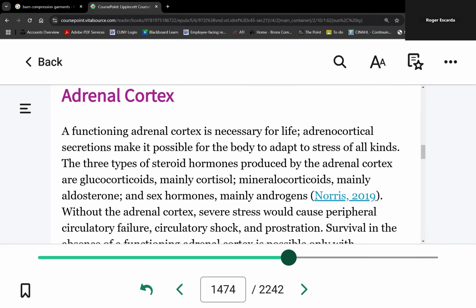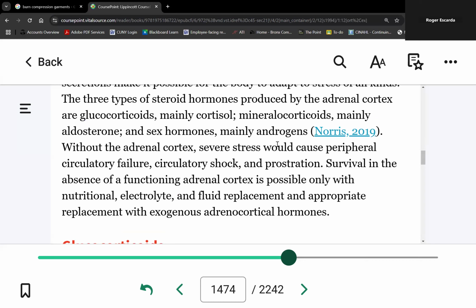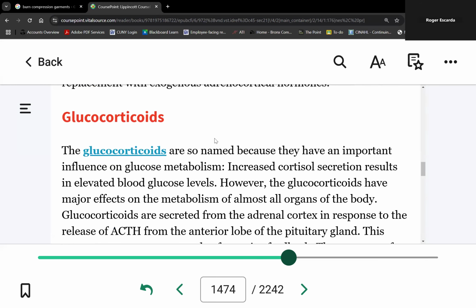Now there's a cortex part, which is the outer part of the adrenal gland. This one is where your aldosterone and your cortisol come from. You have to specify because a tumor can grow either from the medulla or the cortex, which will change your disorder. Let's start with glucocorticoids.